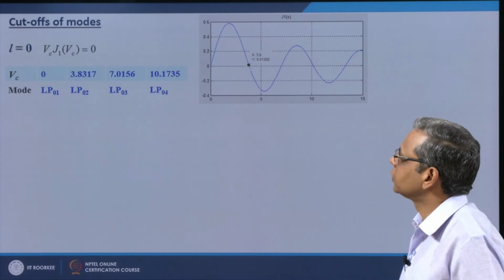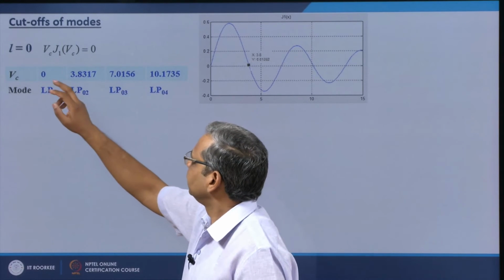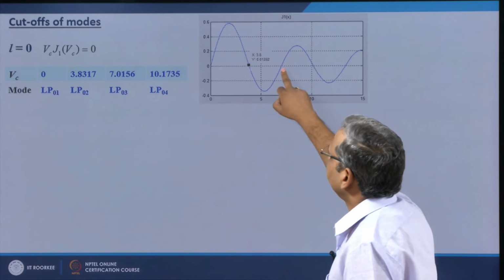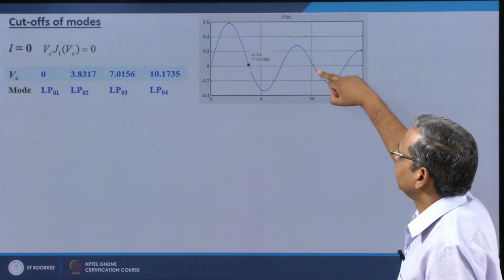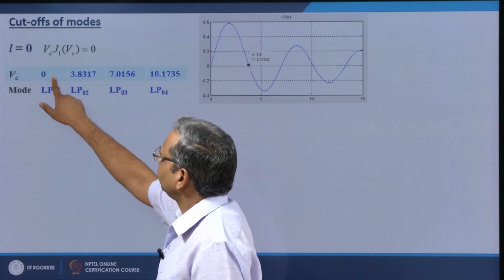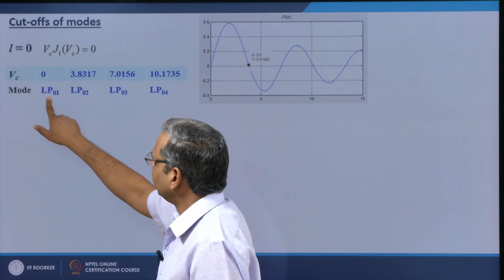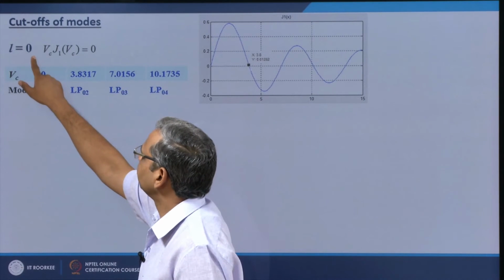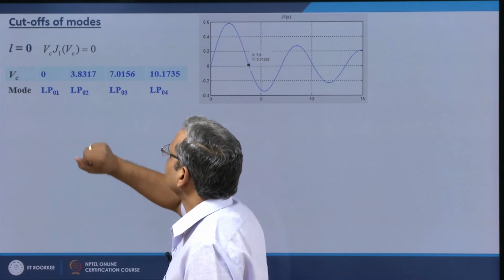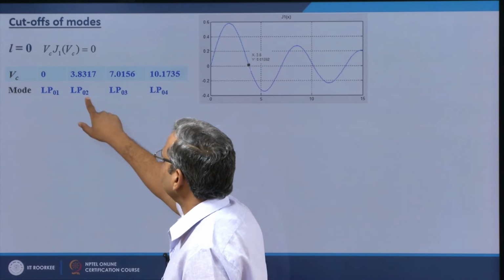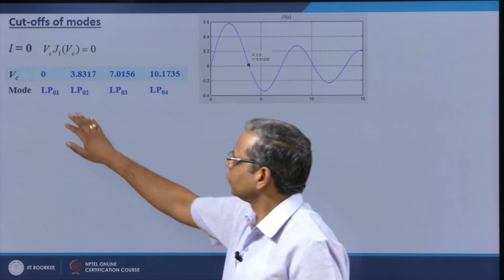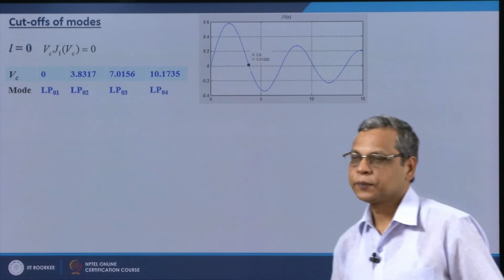So, if I list the zeros of J1 x, then they are 0, 3.8317, then here it is 7.0156, and then here it is 10.1735. So, this is the cutoff of LP01 mode. Okay, this is the first mode, L equal to 0, and first mode is M equal to 1. So, LP01, this is M equal to 2, so LP02, M equal to 3, LP03 and so on. So, I have the cutoffs of various L equal to 0 modes here.